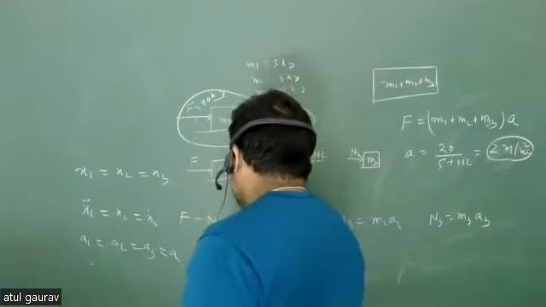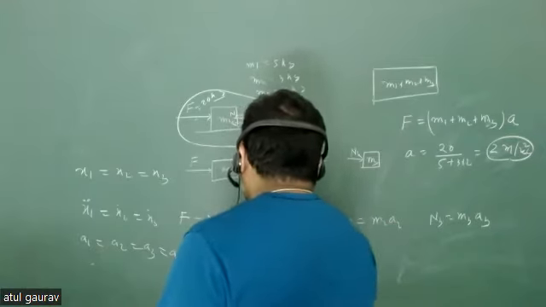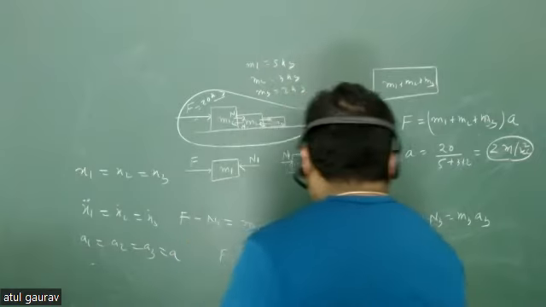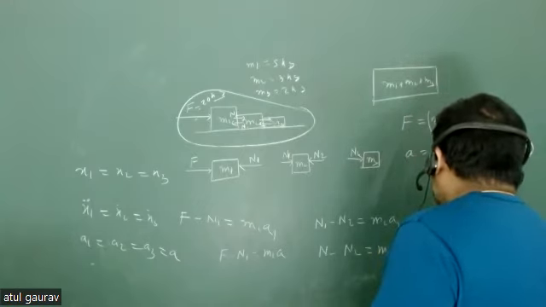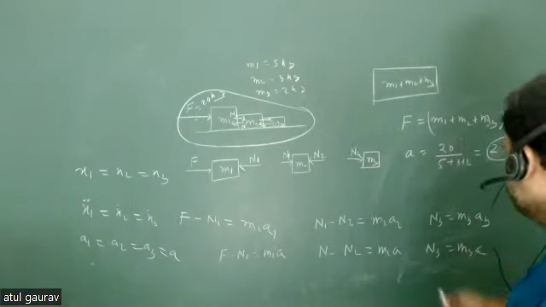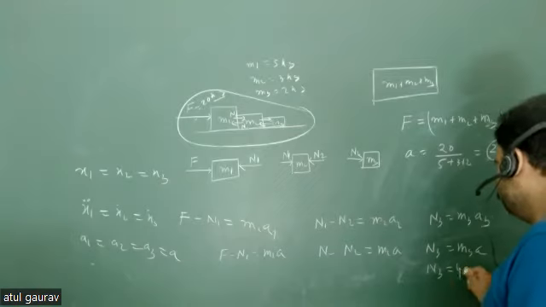Obviously this value is equal to f minus n1 is equal to m1a, n1 minus n2 is equal to m2a, and your n3 is equal to m3a. Now what will be value of n3? कितना हो जाएगा? 4. N3 is equal to 4 unit.